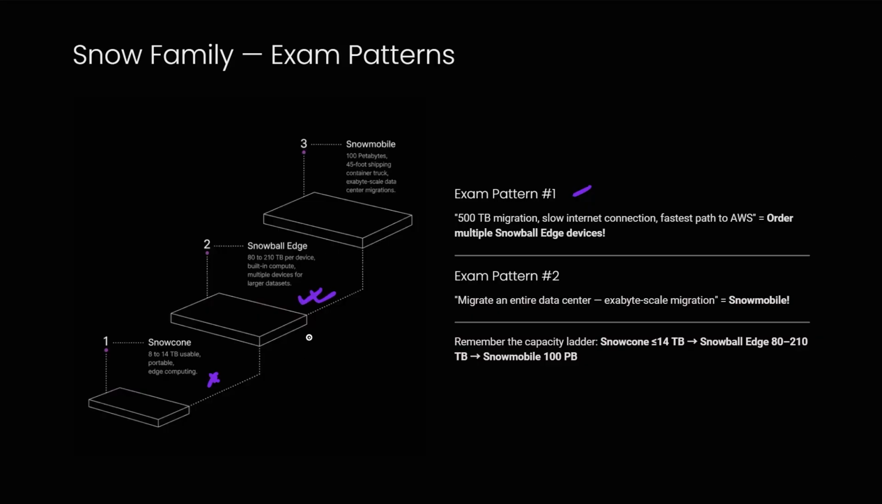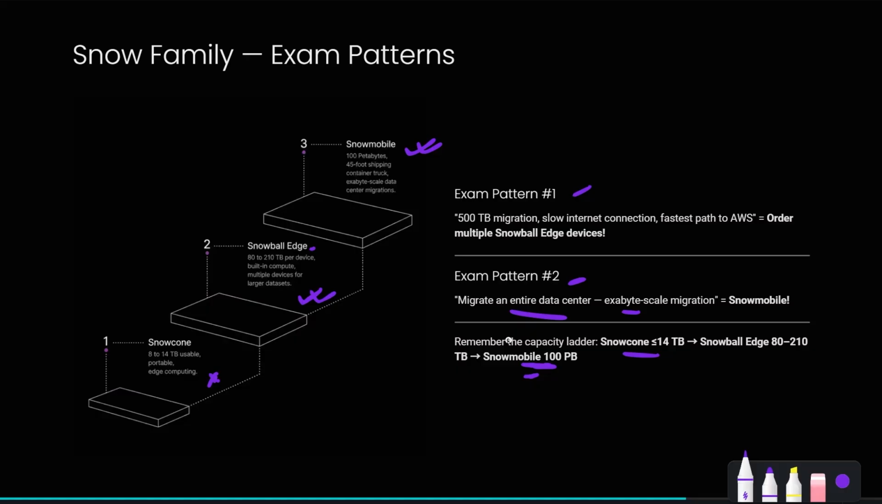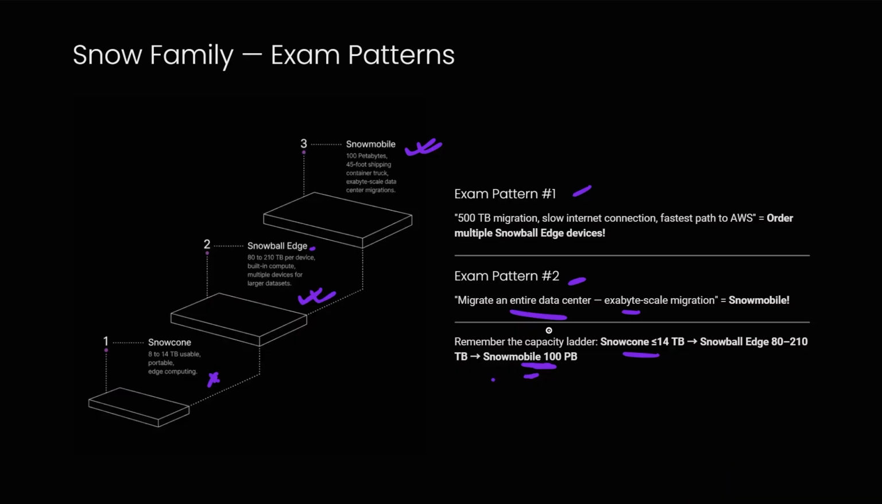Also pay attention to the word edge for the exam. It means it actually has compute power built in. You can run EC2 instances directly on this suitcase while it sits on your desk. For exam pattern number 2, if you see the words entire data center migration or exabyte scale, stop reading and immediately choose Snowmobile. Also remember the capacity ladder. This is Snowcone, Snowball Edge and Snowmobile. How much capacity are they actually related with?